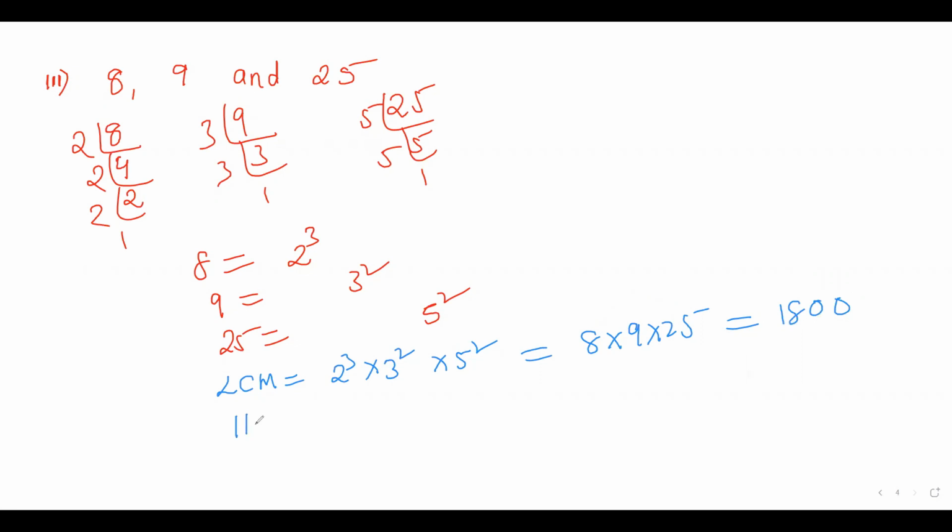HCF: no common factor. The only common factor in all the 3 cases is 1. You can multiply with 1. Why? Because product will be same even after multiplying with 1. So when you don't have any common factor, 1 would be the highest common factor. So these are LCM and HCF of the given 3 numbers.